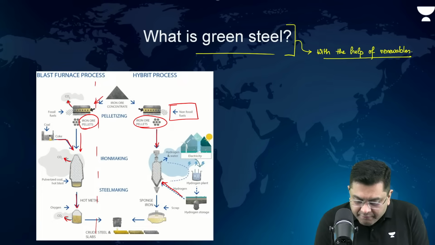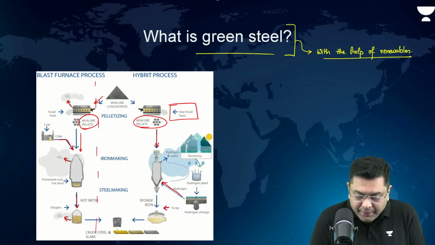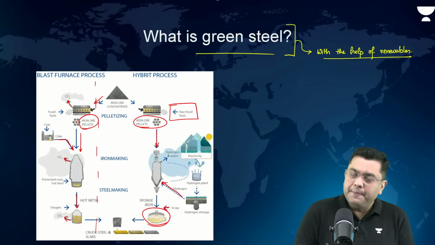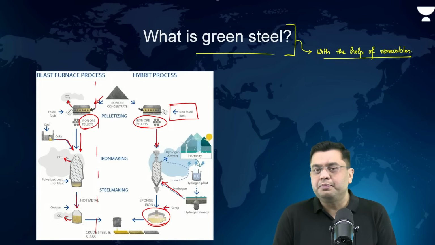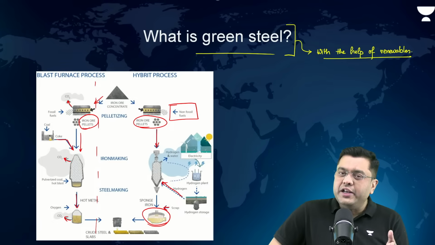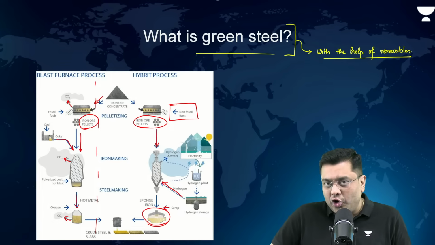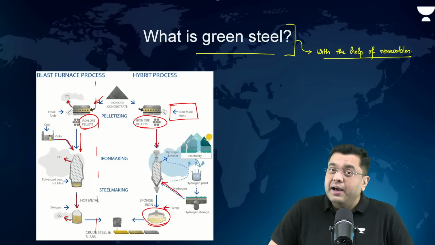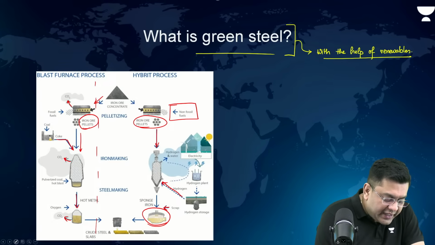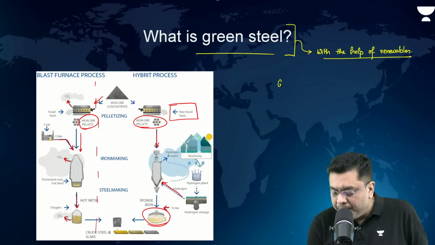And then with the help of scrap, that is, recycling the scrap, you are able to manufacture the eventual steel and the sponge iron. So at various different stages, you are ensuring that there is no emission of carbon dioxide at all. So this is done how? With the help of green hydrogen in particular.